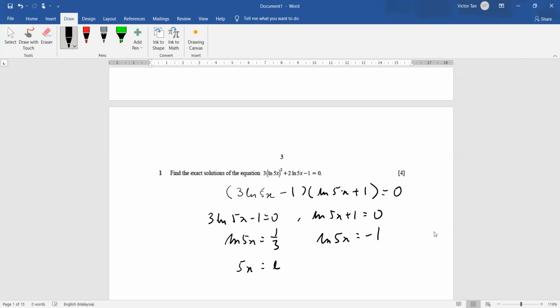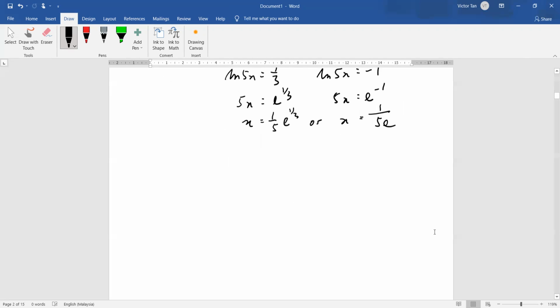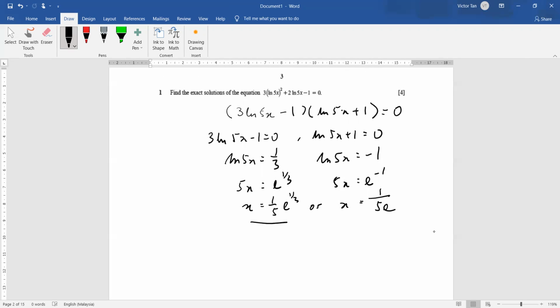5x equals e to the power 1 over 3. 5x equals e to the power minus 1. Nearly there. x equals 1 over 5 e to the power 1 over 3, or x equals 1 over 5 e. Okay, we have it. 2 solutions.